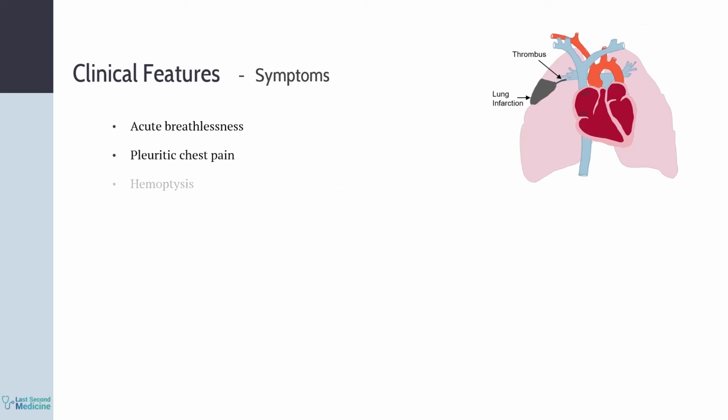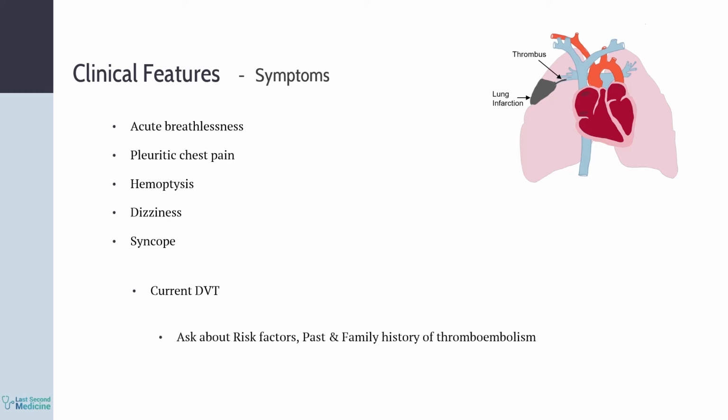Symptoms of PE include acute breathlessness, pleuritic chest pain, hemoptysis, dizziness, and syncope. The patient may be currently having DVT of the legs, which makes the diagnosis of PE pretty straightforward. In other cases, ask about risk factors and past or family history of thromboembolism.